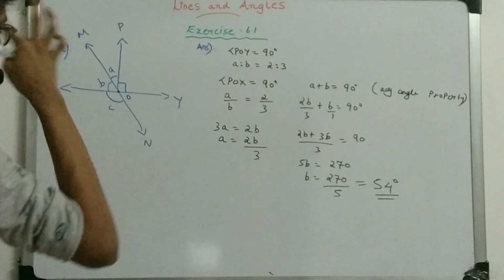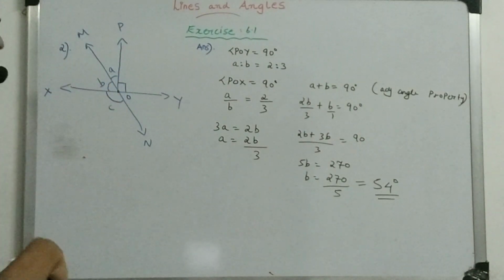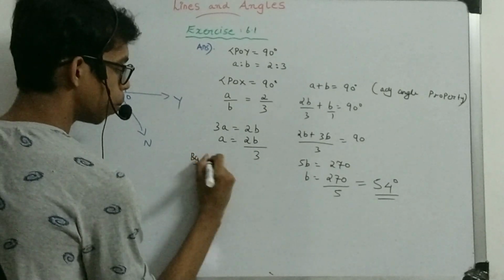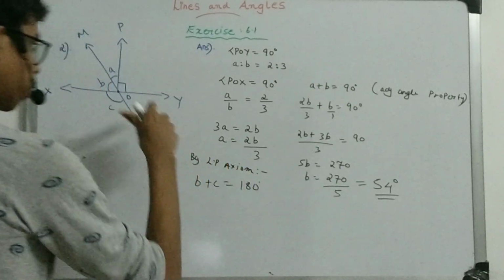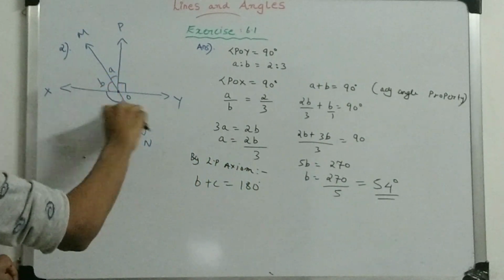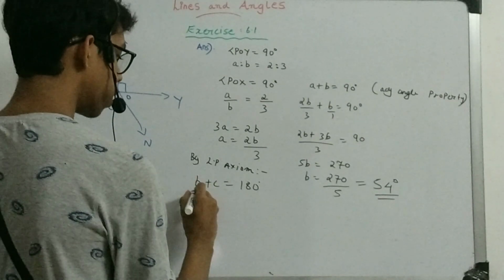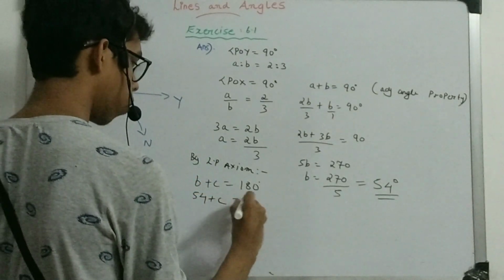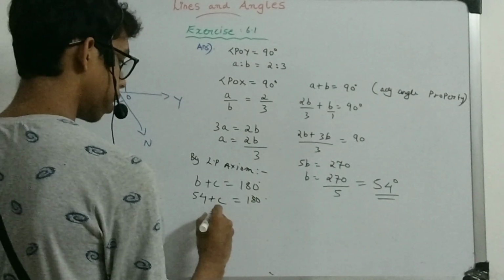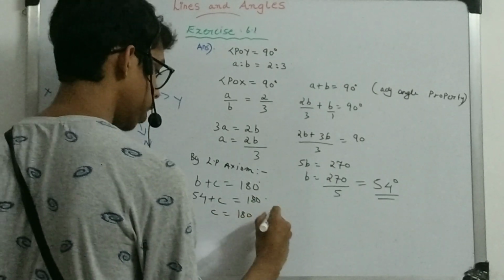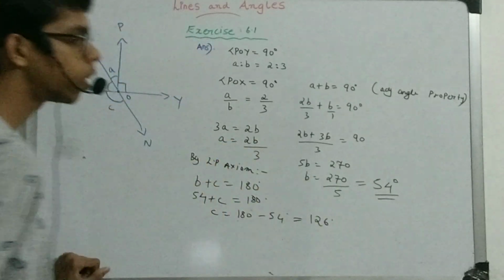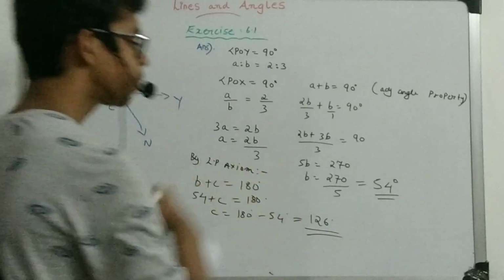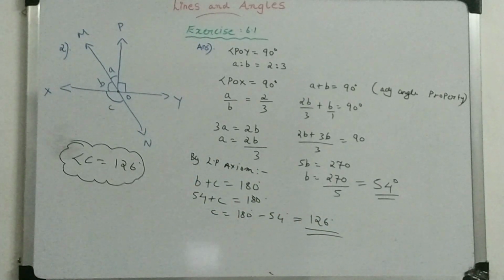Now, if you see over here, since we got B, we can use a linear pair axiom now. So by linear pair axiom, we can say that B plus C is equal to 180 degree. This angle B and this angle C together make 180 degree. So B we got as 54 plus C, which we don't know, is equal to 180 degree. So C is equal to 180 degree minus 54 degree. We will get the answer as 126 degree. So we got the value of angle C is equal to 126 degree. I hope it is clear.